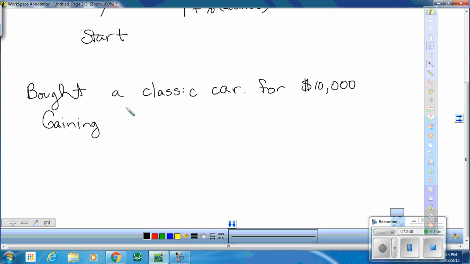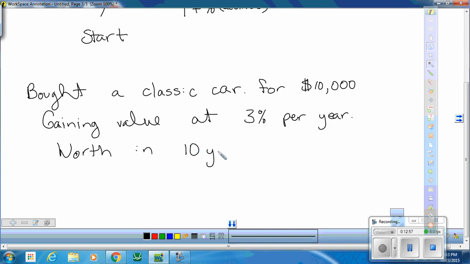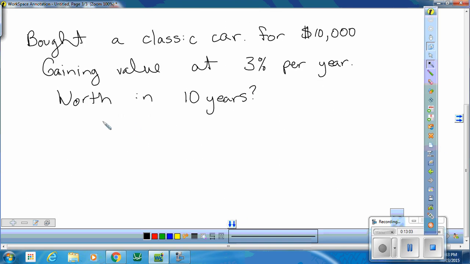Bought a classic car for $10,000, and it's gaining value at 3% per year. And then the question will be, what is it worth in 10 years? So we can use our exponential model to figure that out. Remember, it's C A to the X.